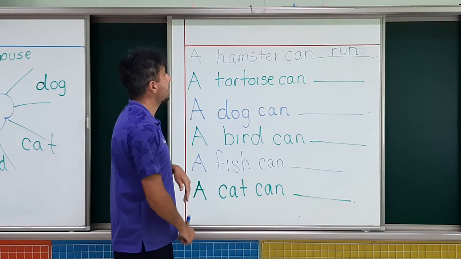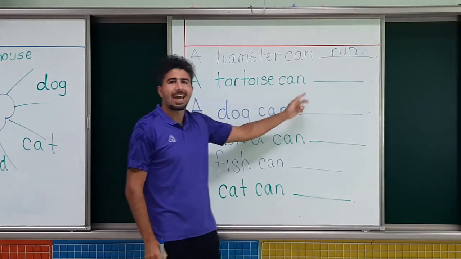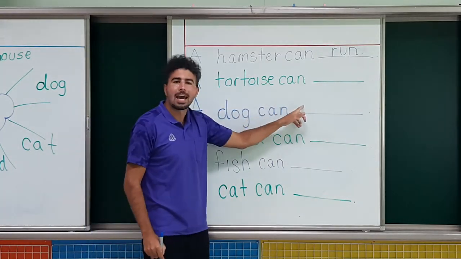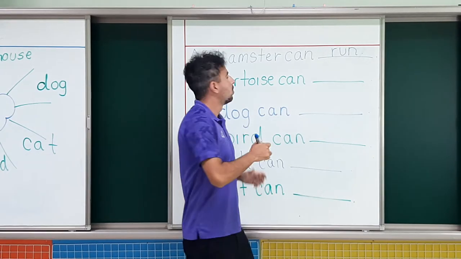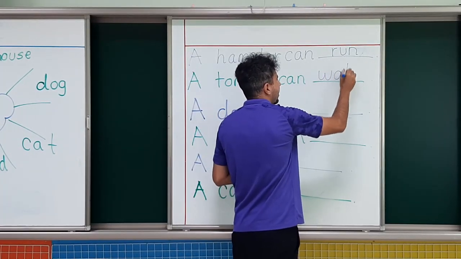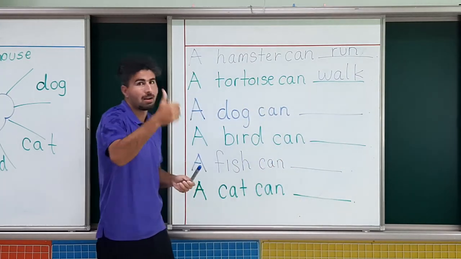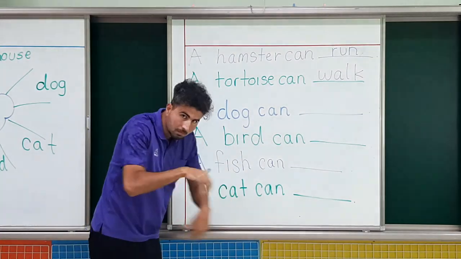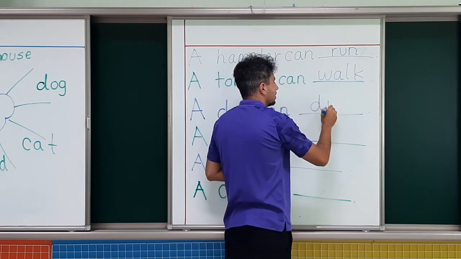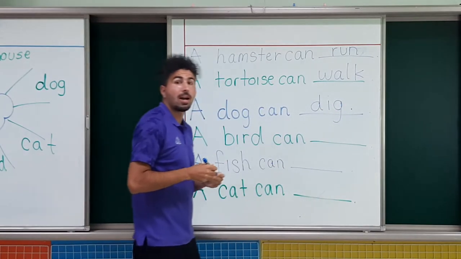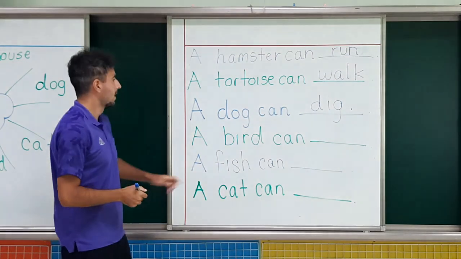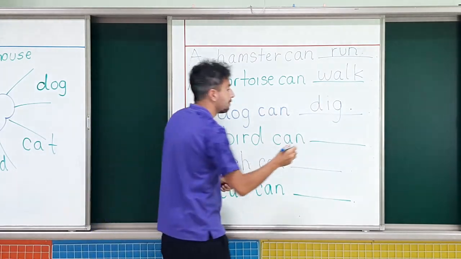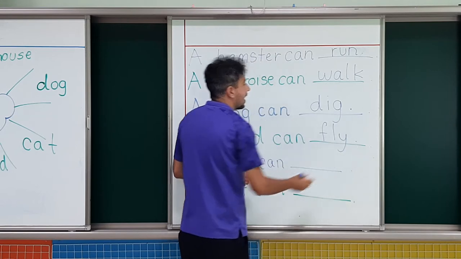So we're going to review them. You ready? We did one together. A hamster can run. Number two. You ready? A tortoise can walk. Walk is the right answer. W-A-L-K. If you got that right, well done. Number three. A dog can dig. Well done if you got that one right. Number four. A bird can fly. F-L-Y, fly.